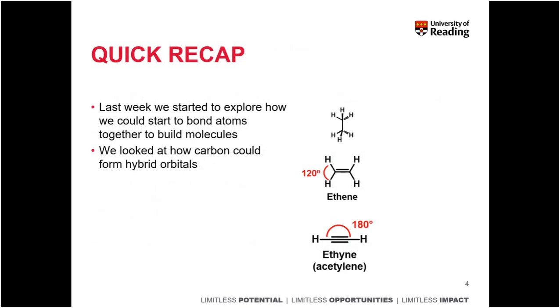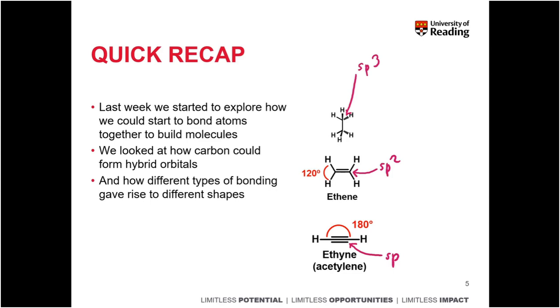So let's start with a quick recap of what we did last week. Last week we started to explore how we could bond atoms together to form molecules, and we looked at how carbon could form hybrid orbitals. We worked out that if carbon is bonded to 4 other atoms, it is sp3 hybridized, as in ethane. If it's bonded to 3 other atoms, it's sp2 hybridized, as in ethene. And if it is bonded to 2 other atoms, it is sp hybridized, as in ethyne.